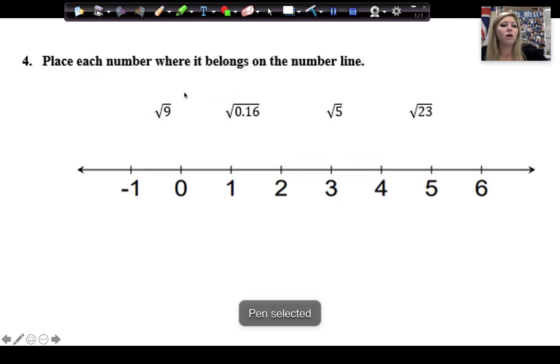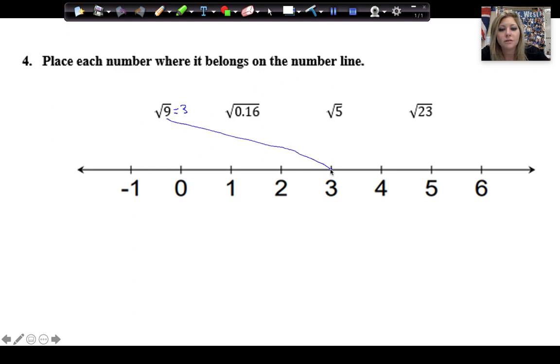Place each number where it belongs on the number line. Okay, the square root of 9 is 3. It's not in between anything. The square root of 9 equals 3. So we are going to put this at 3. Okay, the square root of 16 is at 0.4. I don't know why I did that on top of it. So 0.4 is just to the left of a half. 0.5 is a half.